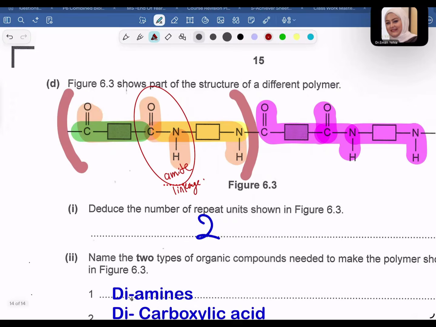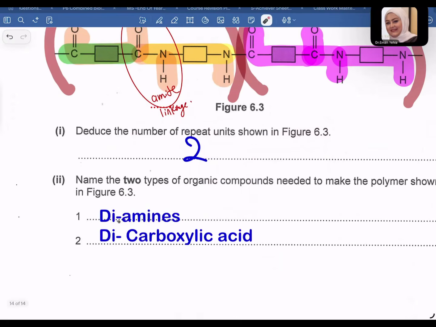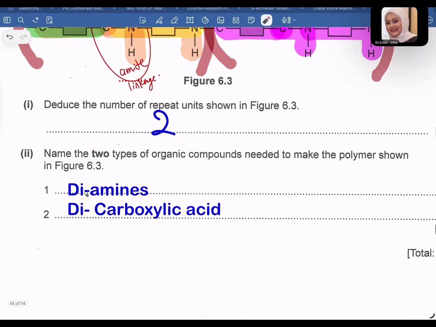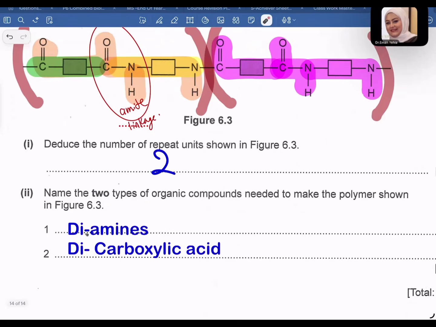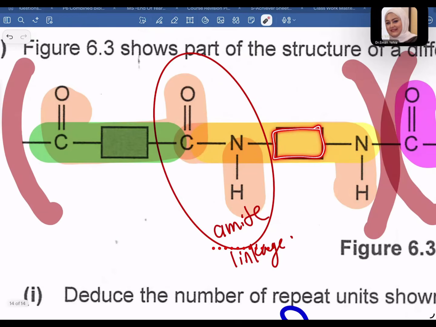And then name 2 types of organic compound needed to make the polymer shown. This one means a large number of carbons ending with 2 carboxylic acid groups, so it's going to be a dicarboxylic acid, and that one ending with NH means it ends with a diamine.